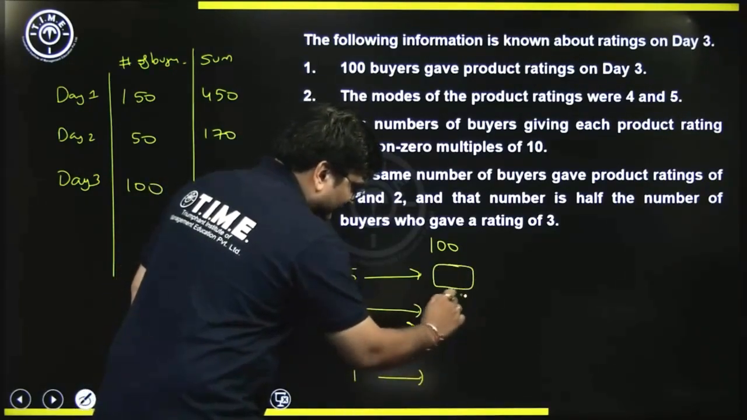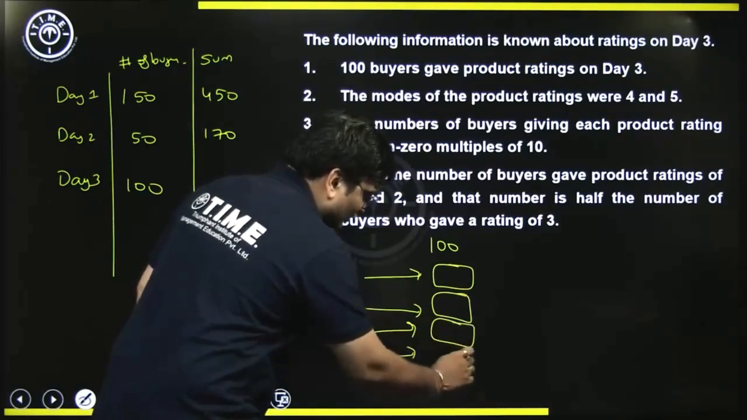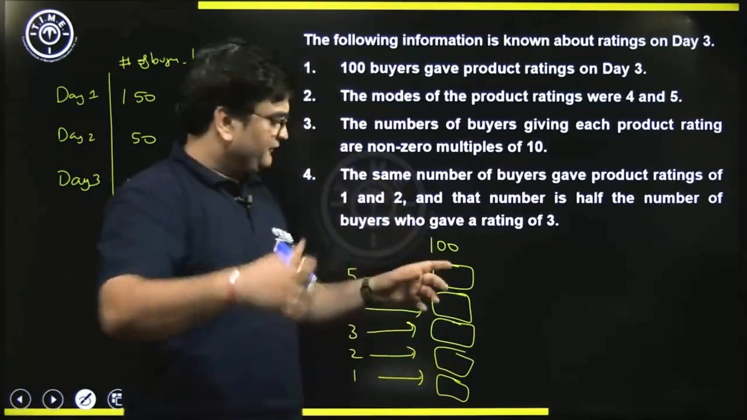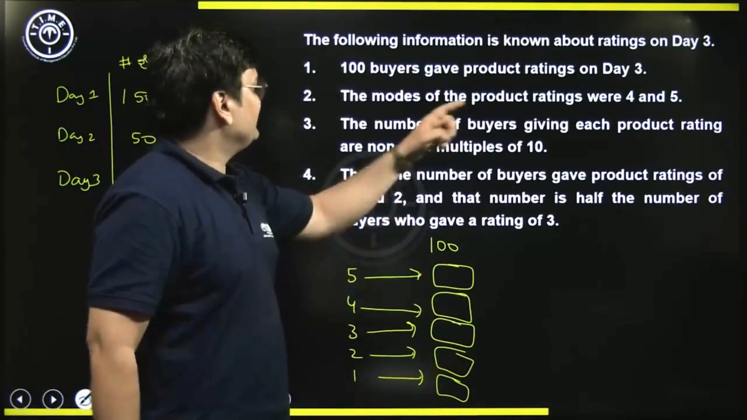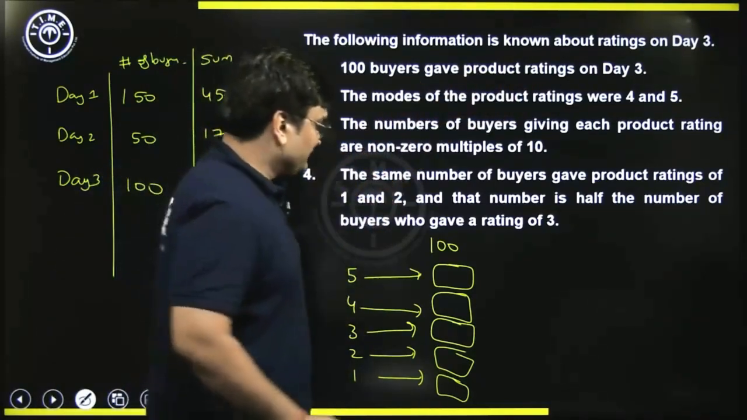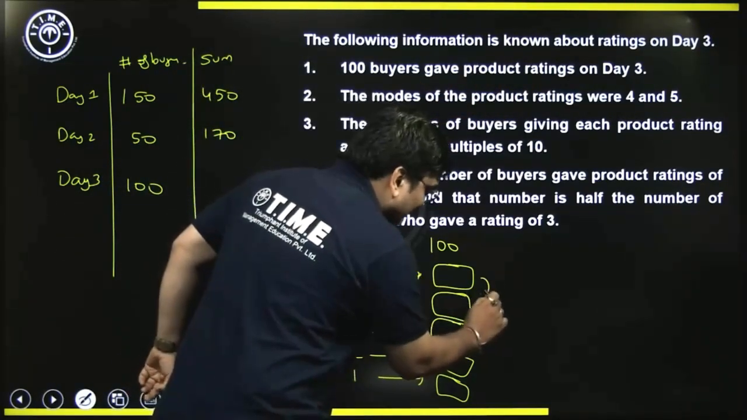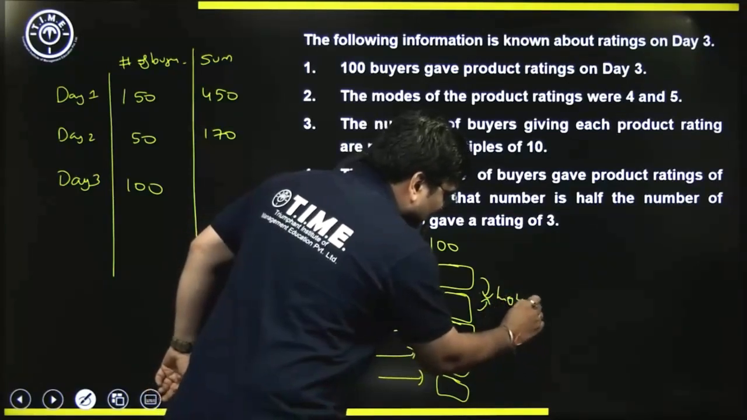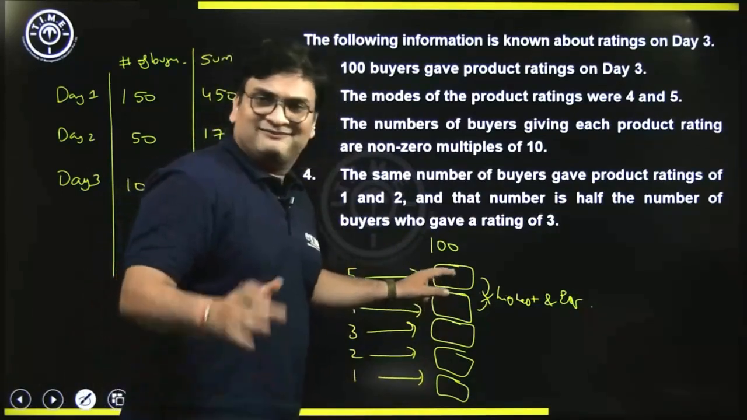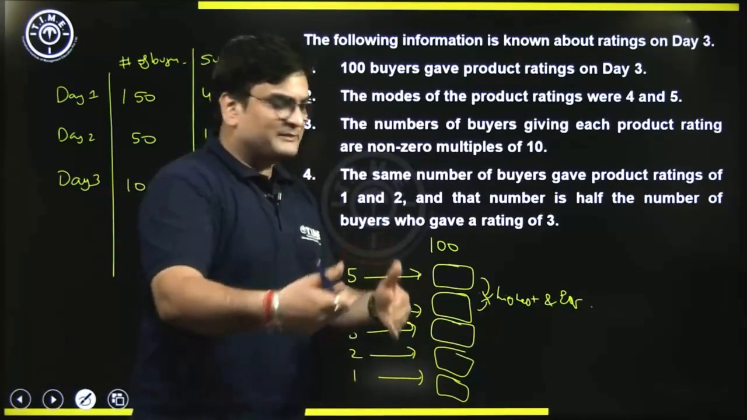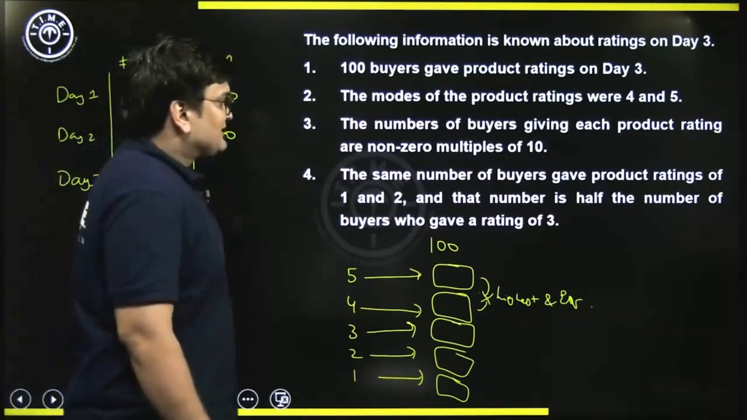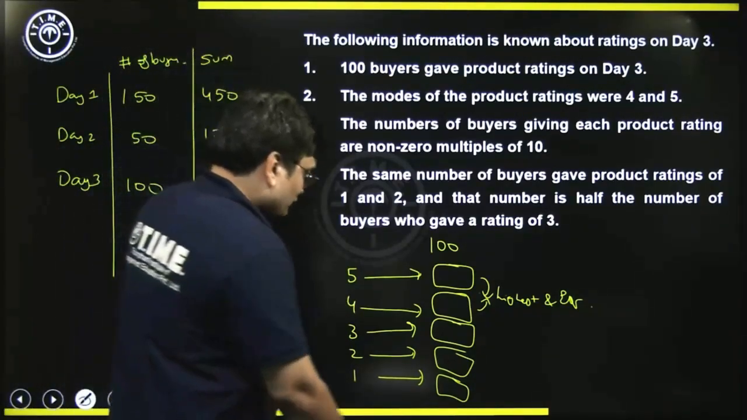Each of these numbers is a multiple of 10, he says, non-zero multiple of 10. So that means it will be 10, 20, 30, 40, 50 types of values here. Also, the modes of the product ratings were 4 and 5, that means these two should be the highest and equal. So something like probably 40, 40, right? 30, 30, because I want multiples of 10. The same number of buyers gave product ratings of 1 and 2. So 1 and 2 it's same.